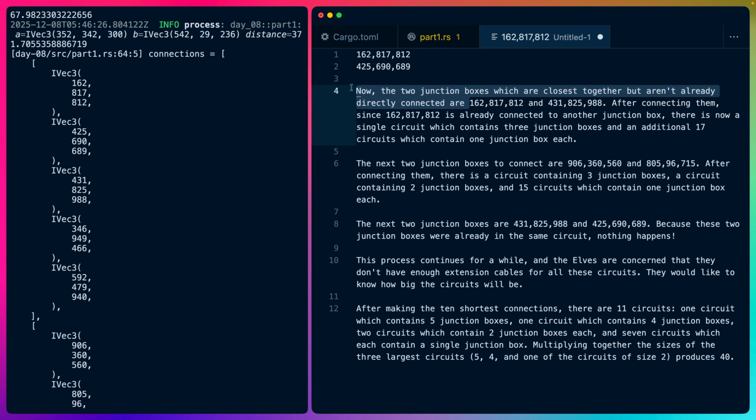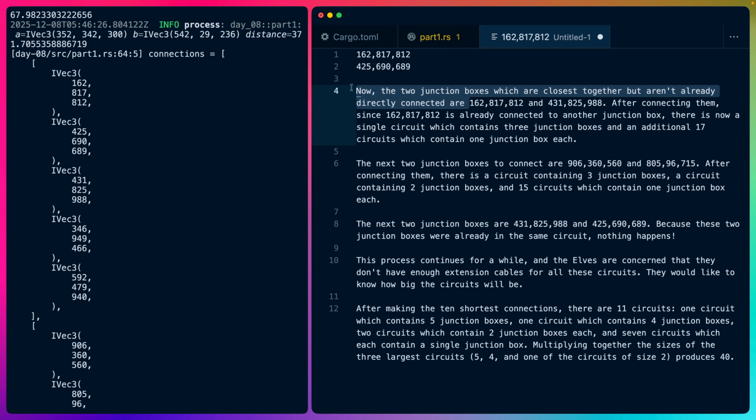This is the other thing we can do. We can actually set up our program to output this for each loop, which will probably be good to know. These 2 are already in the same circuit, and the process continues for a while. Okay, cool. So like 162, 425, 431, all correct, right? And then 906, 805, correct. And then the rest is just kind of like draw the rest of the owl, good luck. What are we logging out right now? Each one that we're processing, but we could log out connections instead to see how this grows.